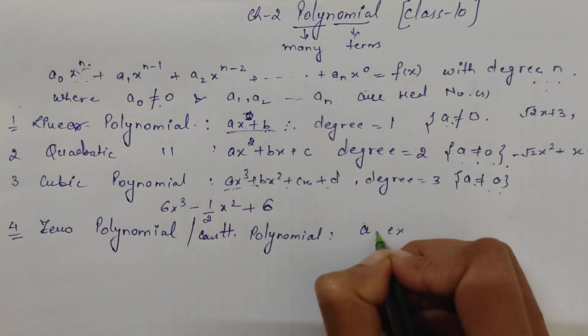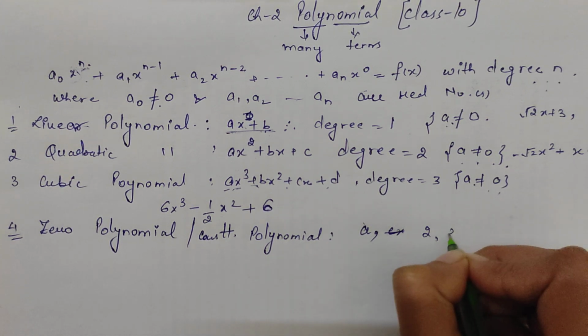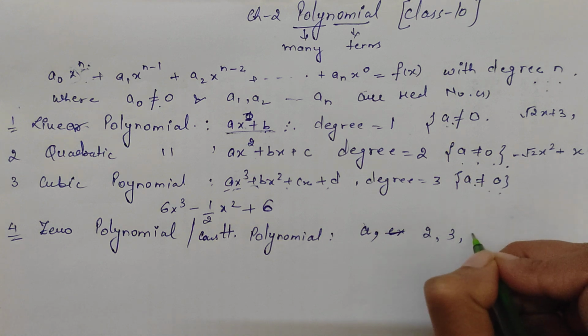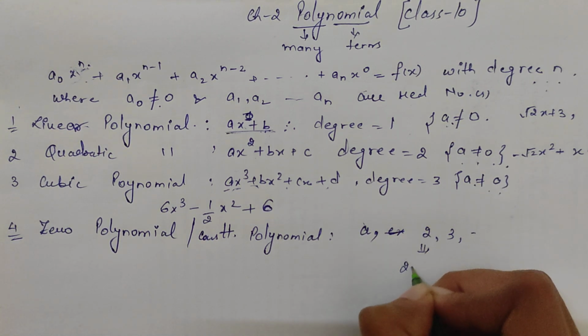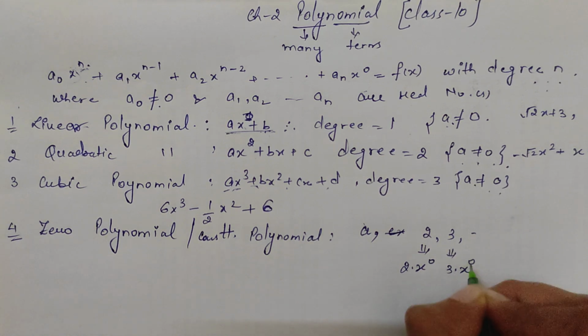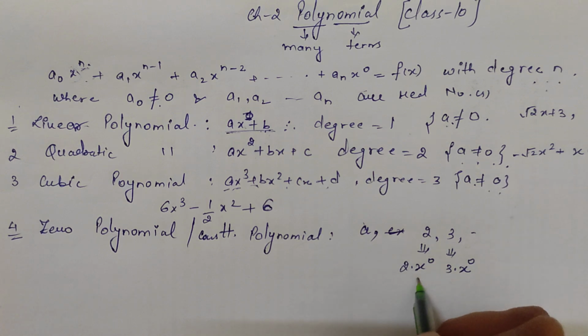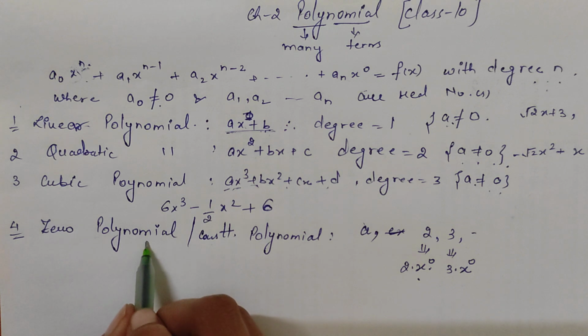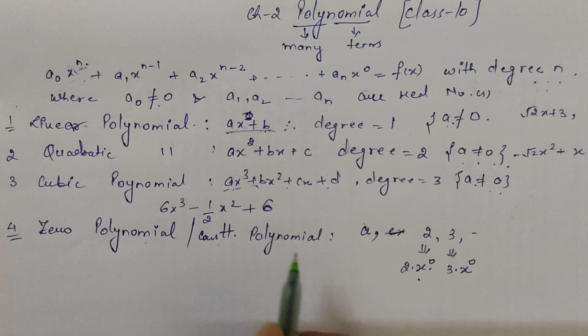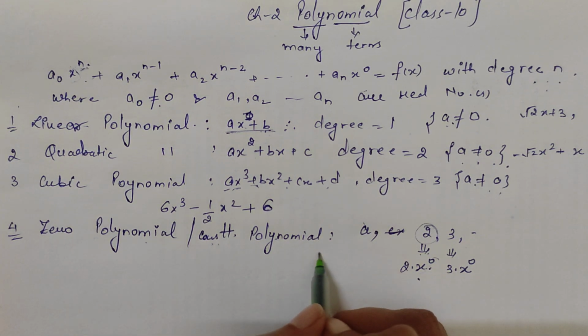For example, 2 or 3. These can be written as 2 into x to the power 0, and 3 as 3 into x to the power 0. The degree is the highest power of the variable, and here the highest power of the variable is 0. And why do I say constant polynomial? Because the variable part becomes 1, then what are we left with? That is 2, which is a constant. That's why we call it a constant polynomial.